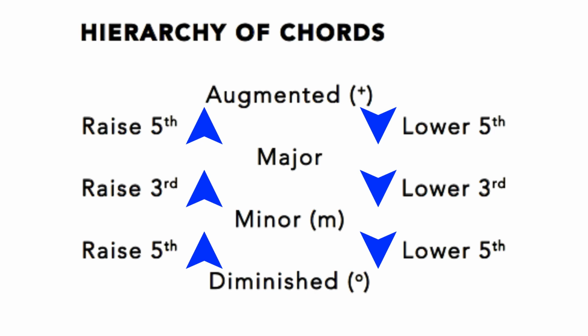So for example, if I start with a minor chord and I want to go to a major chord, I just raise the third. Likewise, if I want to go from major to augmented, I raise the fifth. And if I want to go from minor to diminished, I would lower the fifth. And if I wanted to go from major to diminished, I would lower the third and the fifth.